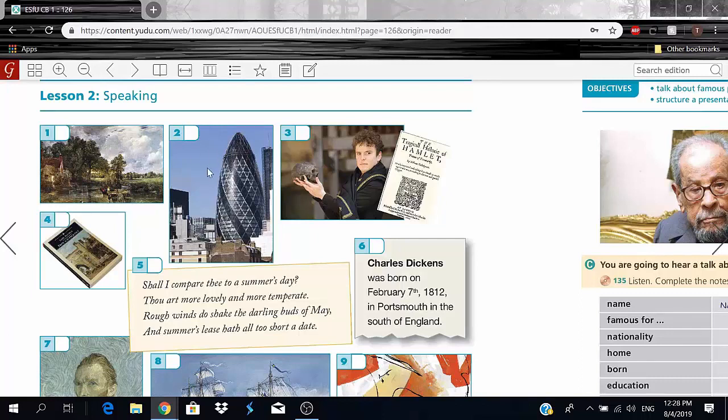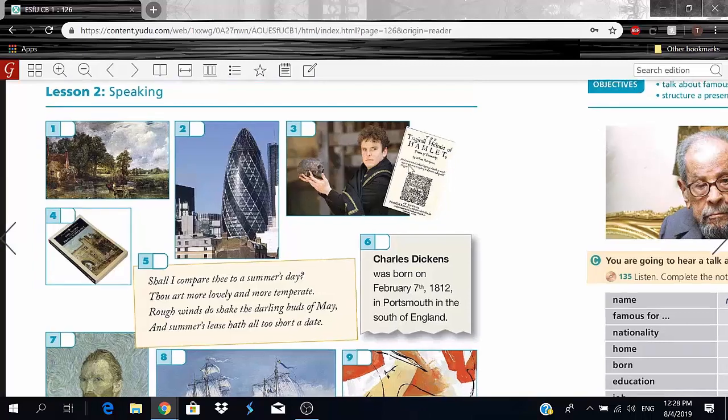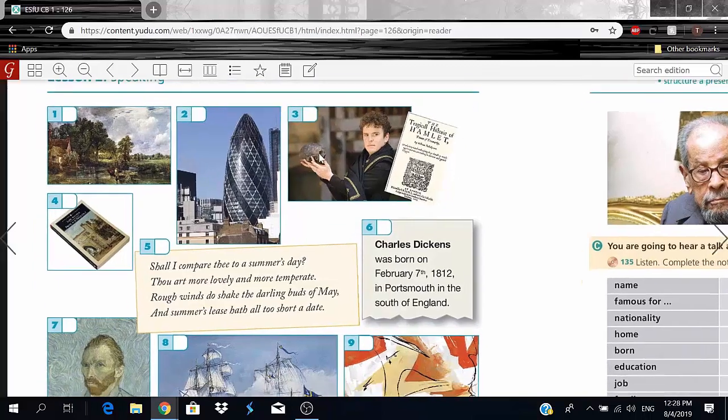And here we have number two. Number two will actually be a painting as well, an architecture. Okay, so a painting. Then we have number three. Number three will be literature, and I'm not too sure. Oh, it looks like this is a play right here. Yeah, this looks like a play. So number three will be a play.